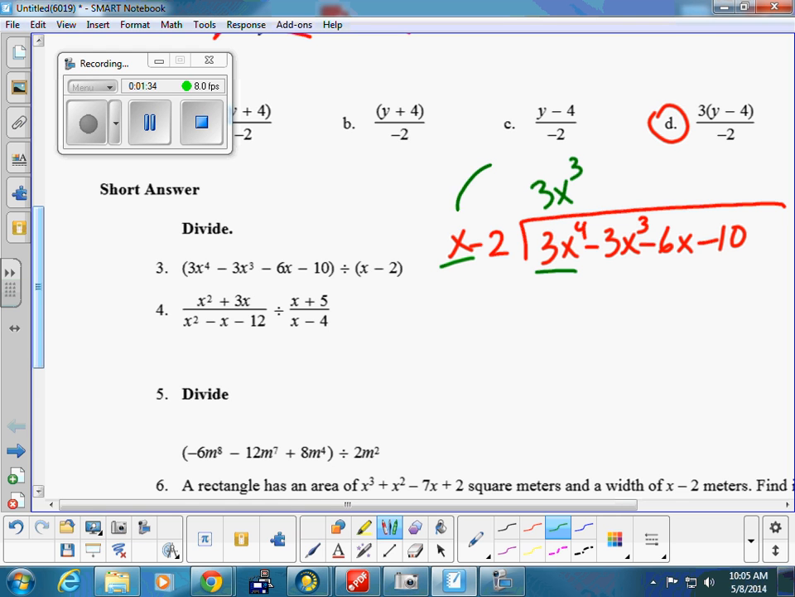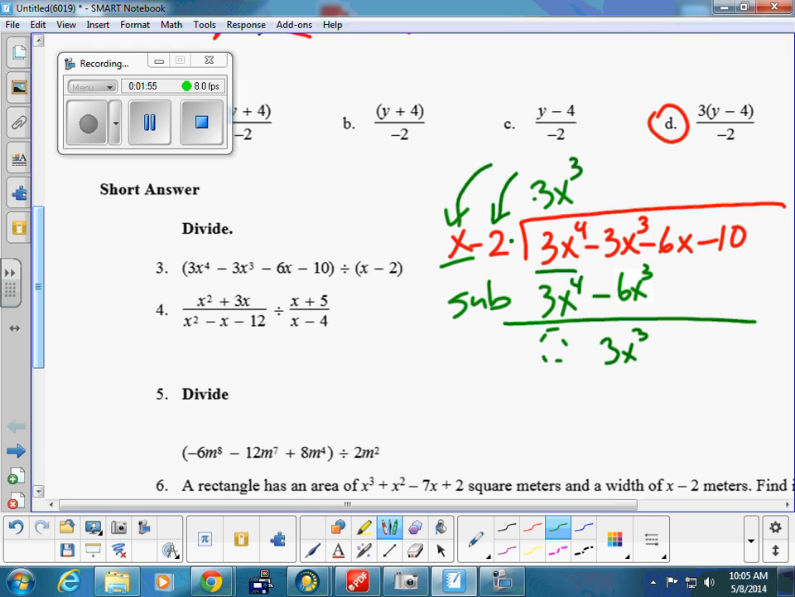You multiply down through, and you multiply both things. So we get 3x to the 4th. But then when I do 3x times negative 2, I get negative 6x to the 3rd. Then I subtract. When I subtract, this is a 0. This subtraction is really 3x to the 3rd. Be careful. Bring the rest of it down.